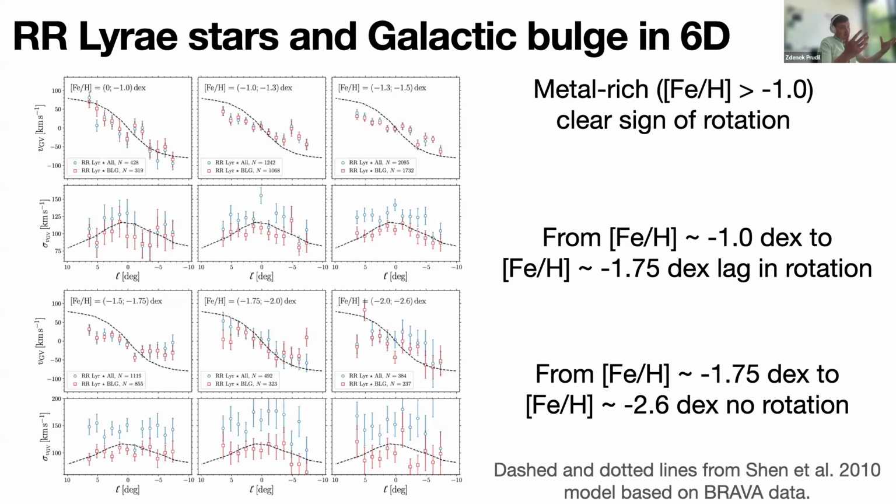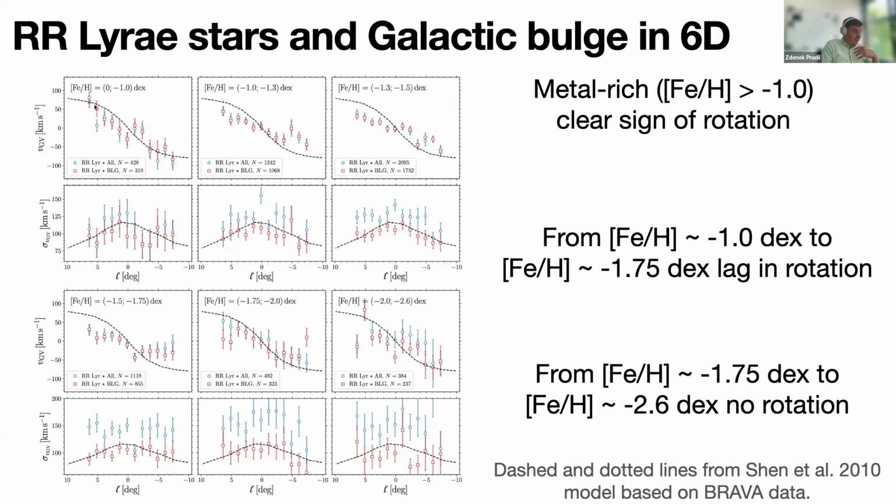Now, this panel is something that has been done in the past. We just checked if it matches in our dataset as well. It shows the rotation curve in these large panels, and dispersion curves in these slightly smaller panels, as a function of metallicity. So we divided our dataset into 6 metallicity bins and looked at how the rotation and dispersion curves change with different metallicities. The blue and red points represent 2 parts of the dataset. The red points are the bulge native RR Lyrae stars, and the blue points represent the entire dataset for that given metallicity bin.